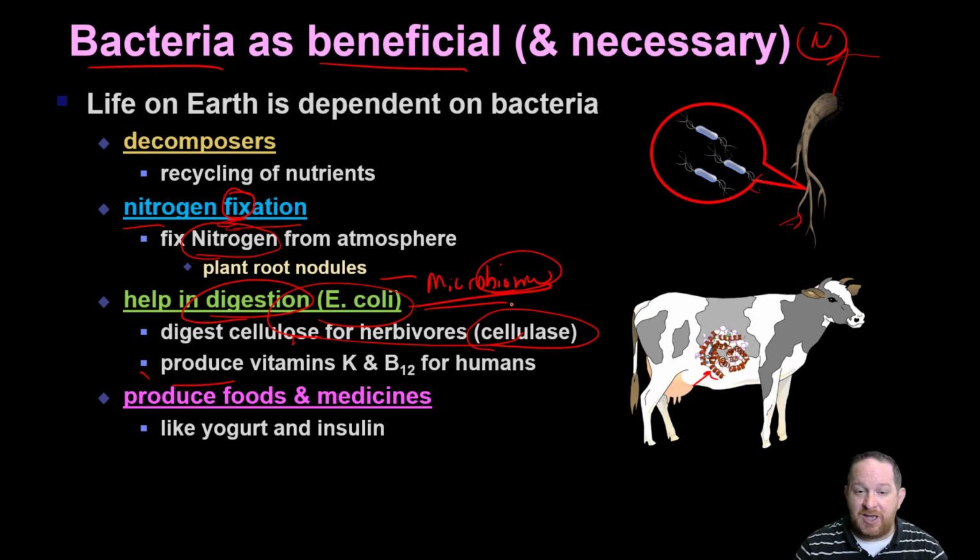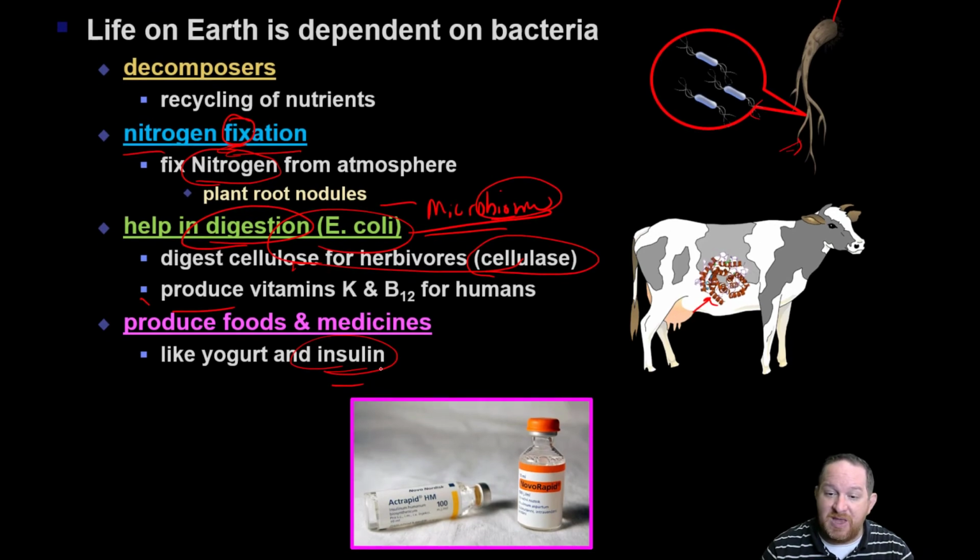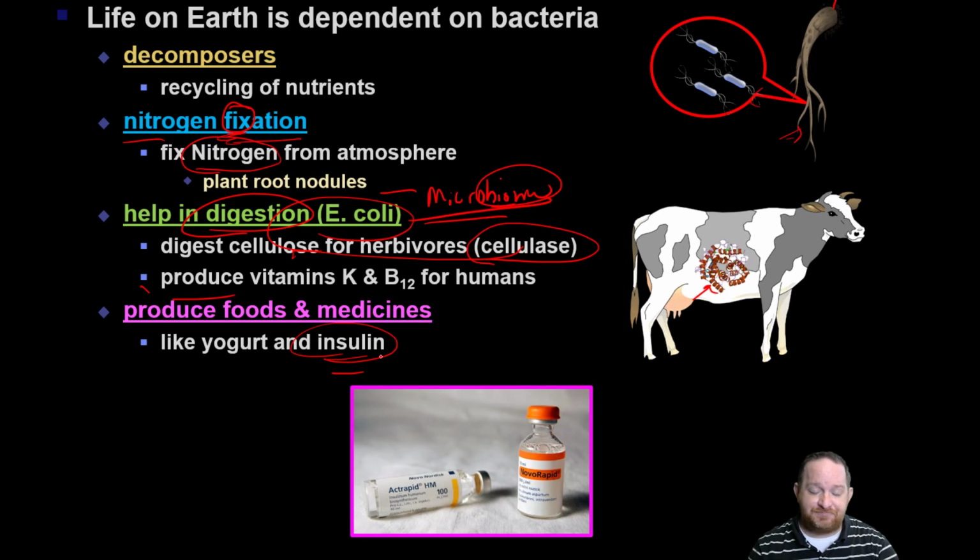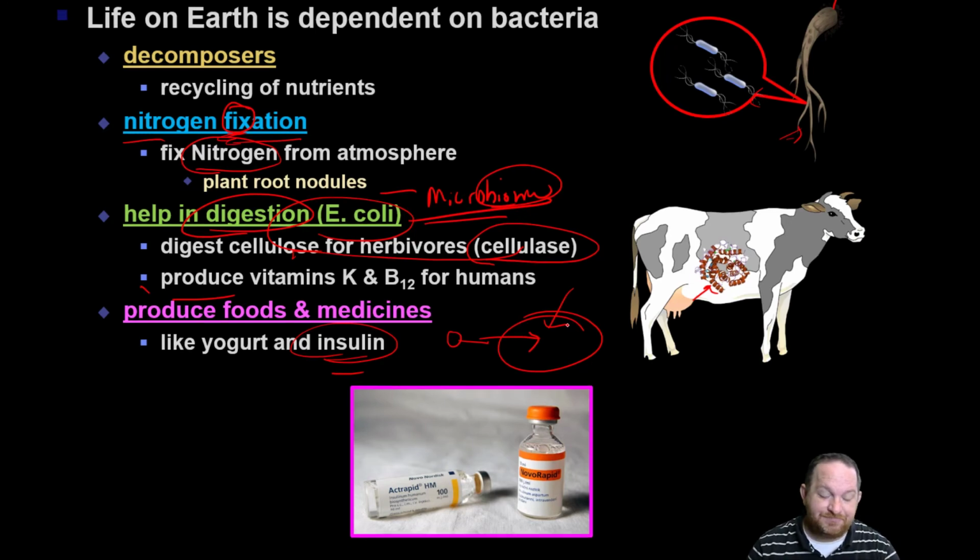And we actually have been able to get bacteria, we've tricked it into making human insulin for us. So people that need insulin can actually get insulin today because we've inserted a small little plasmid into the bacteria, and the bacteria thinks it's its own DNA, and it just makes a bunch of insulin for us. So bacteria can be beneficial and necessary.